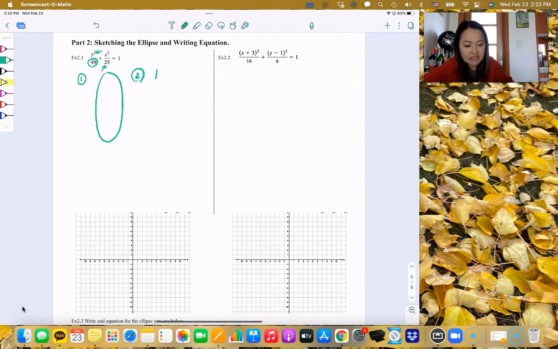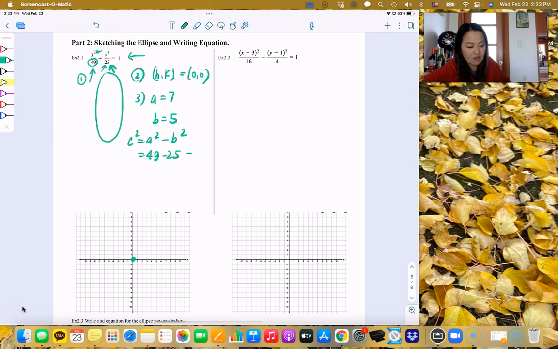Let's start with the center h, k because it's already in standard form, so the center is 0, 0. So let's put a big fat 0, 0. Let's start sketching, right? And let's do our ABCs. Our a equals 7, b equals 5 because this is a squared, this is b squared, right? What's our c squared? Do you guys remember how to do that? Our c squared is equal to a squared minus b squared. So it's going to be 49 minus 25, which is 24. So our c is square root of 24. Yikes, that's an ugly number.